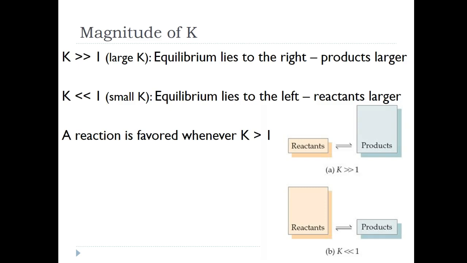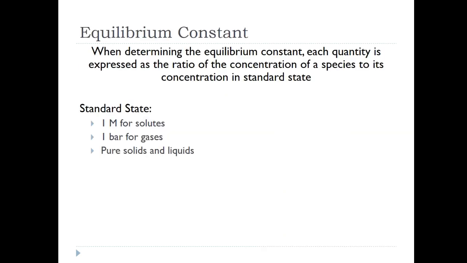So when there's a lot more products, we say that it's products favored, or it lies to the right. When there are more reactants, it's reactant favored, and it lies to the left. If we have a situation where we've got a large equilibrium constant, obviously we're getting more products out of that. So we would prefer to have a large equilibrium constant because that just means we're making more of what we're looking for.